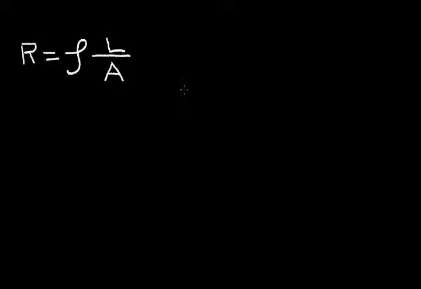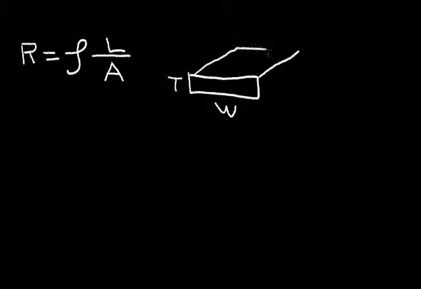Now, if I have a thin sheet of material with a thickness that I'll call T, a width that I'll call W, and a length that I'll call L. This is the length. Now, the length is always in the direction of the current flow. So in this resistance material, the current is flowing in this direction. So let's rewrite this equation for this particular sheet of material.